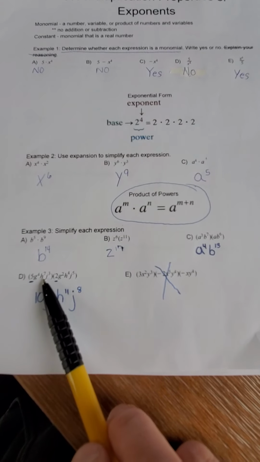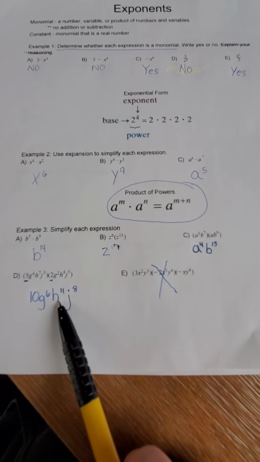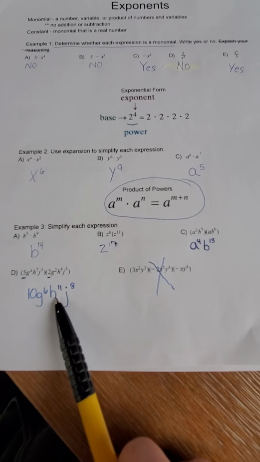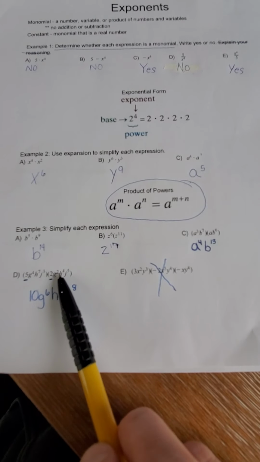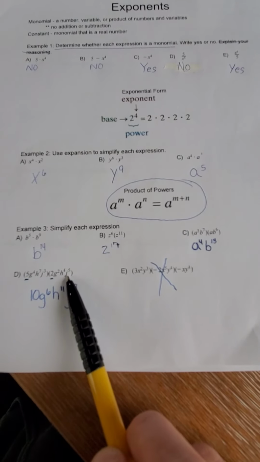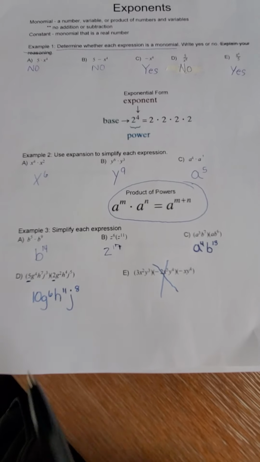I then have h to the 7th, h to the 4th. Again, I'm adding those. So I have h to the 11th. And last, j to the 3rd times j to the 5th. Again, I'm adding them. J to the 8th. That's my final answer. I can't simplify anymore.